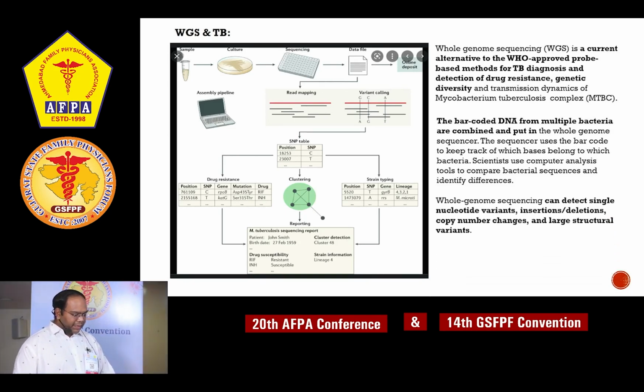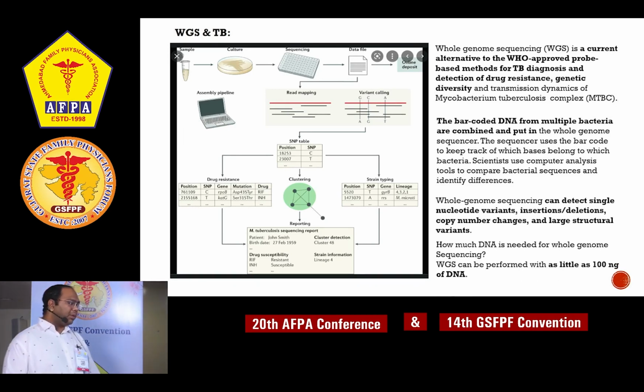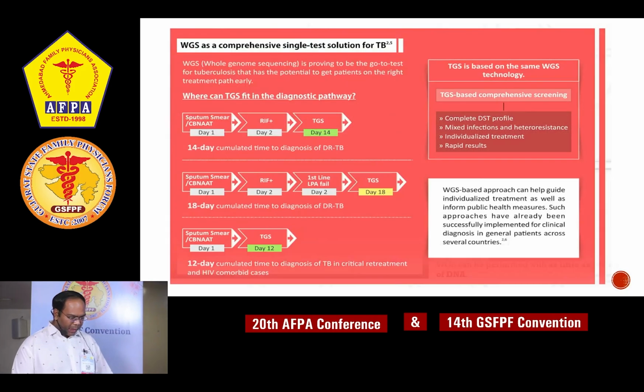The third thing is they can detect single nucleotide variants, insertions, deletions, copy number changes and large structural variants. And finally, the most important advantage of WGS, they can detect with only 100 nanograms of DNA. So if your patient is of paucibacillary nature, they will still detect it with sensitivity. So this is the WGS advantage.